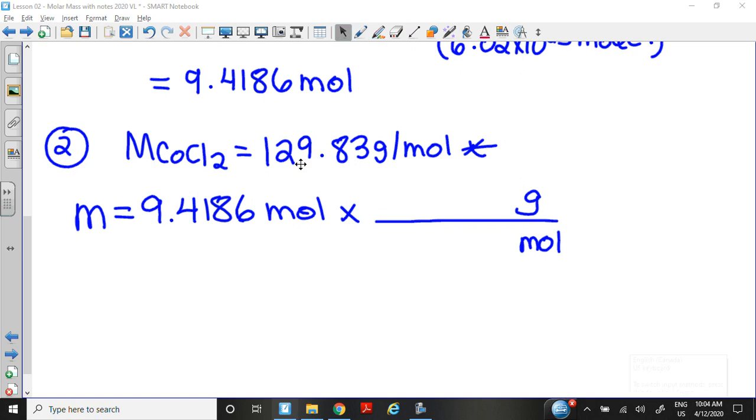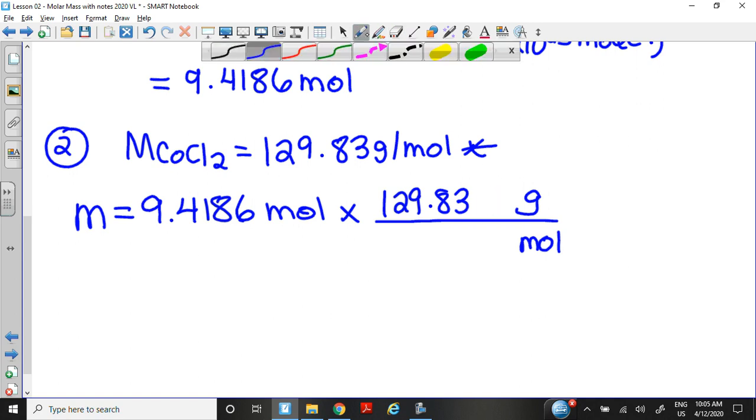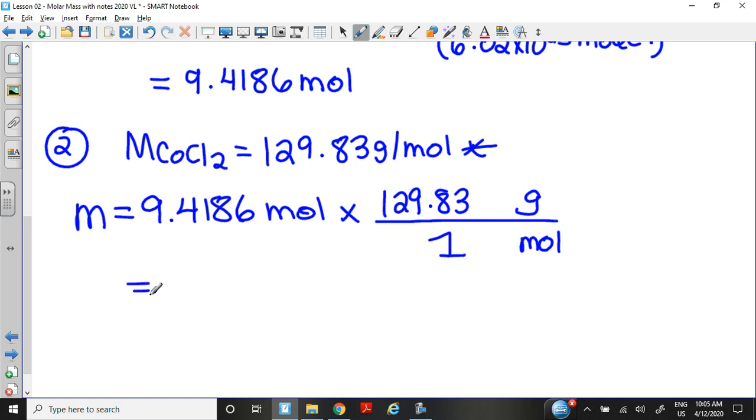So now we can put it in and be specific. So we want to have 129.83 grams in the numerator. Oh, I just wrote grams twice. Let's get rid of that so it's not confusing. And then 1 mole goes on the bottom. So when we do that, we should get an answer of 1,222.817 grams. And again, at the very end, make sure that you round your answer to the correct number of significant digits.